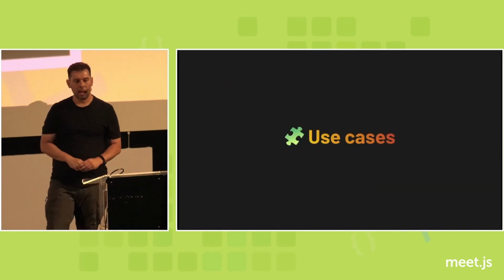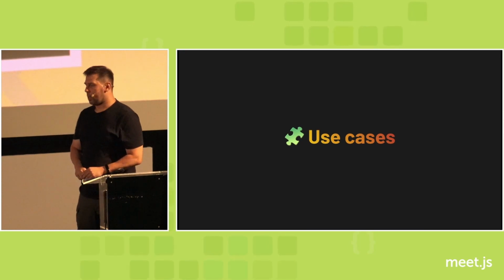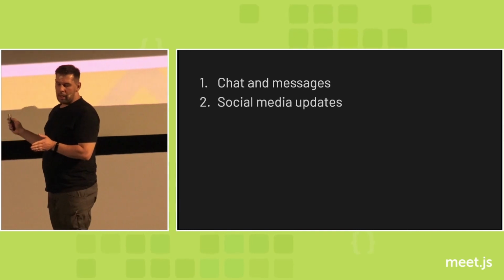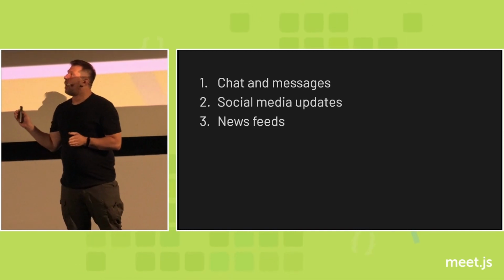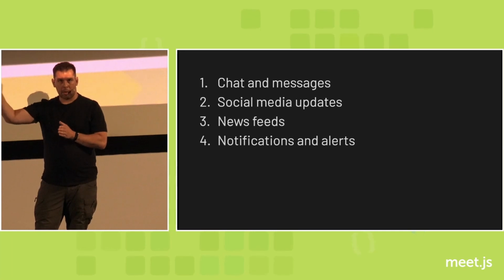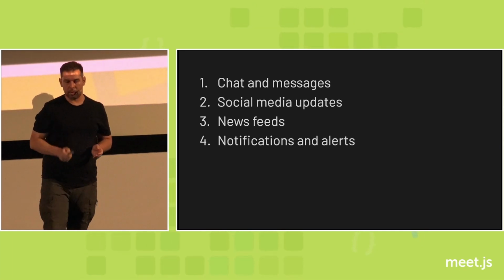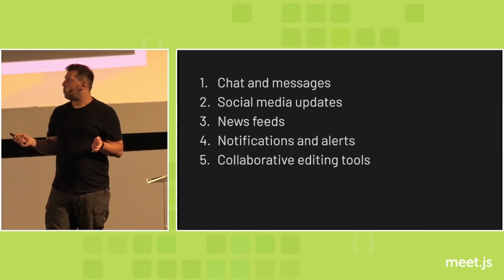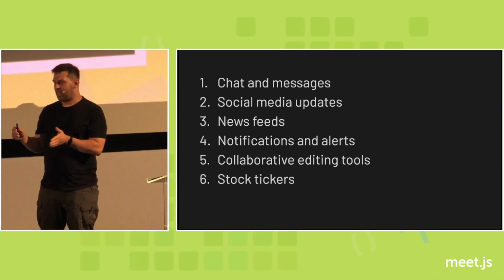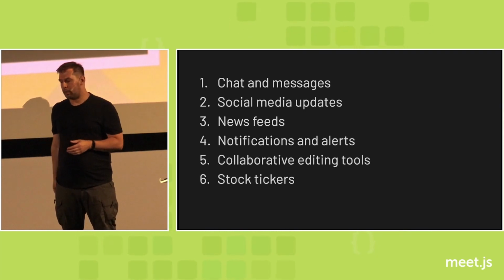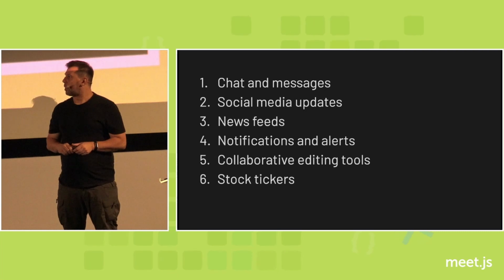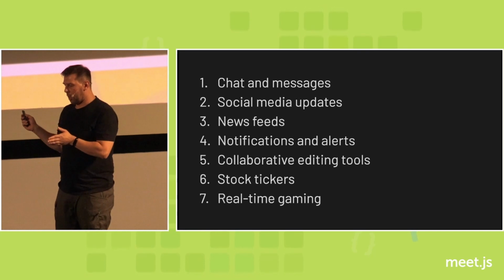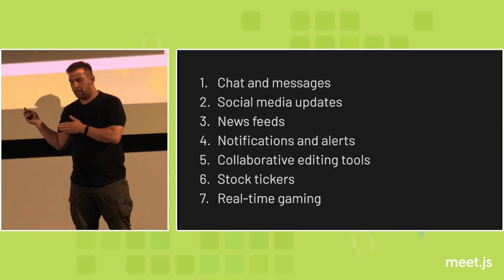Some use cases for real-time applications. For example, we can provide chat and messaging, social media updates, news feeds, notifications for, let's say, dashboards to notify users, collaborative tools like online documents, tickers or exchanges, tracking, for example, cryptocurrencies, or real-time gaming. We can use real-time applications for these specific business problems.